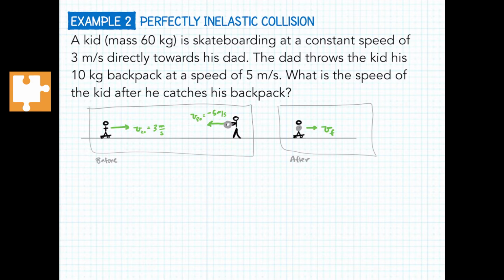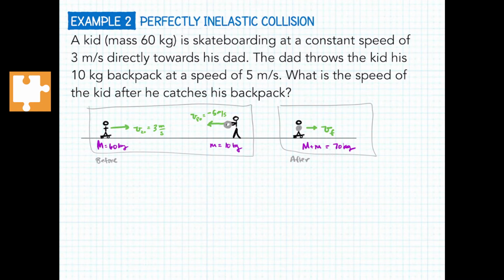The other thing we want to remember is the masses. So here, let's call this big M, is 60 kilograms. The backpack has a mass of 10 kilograms. And here we have M plus m, which should be 70 kilograms. All right?